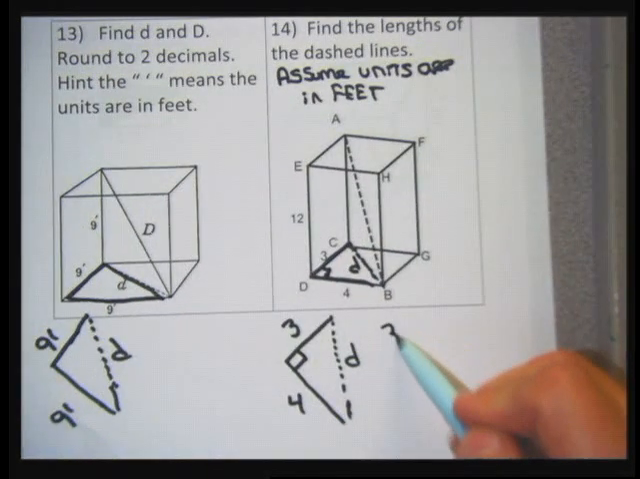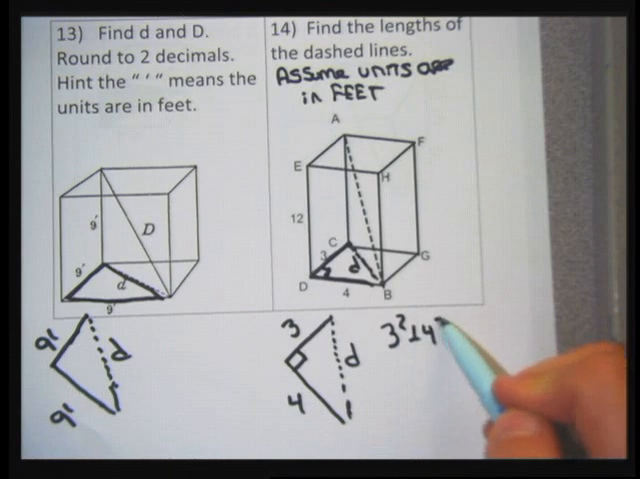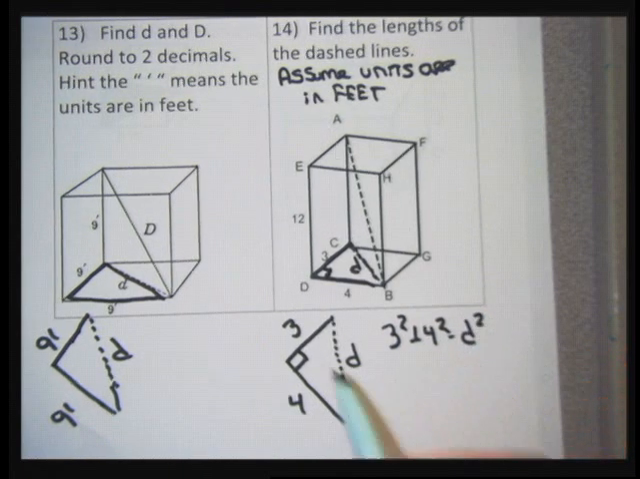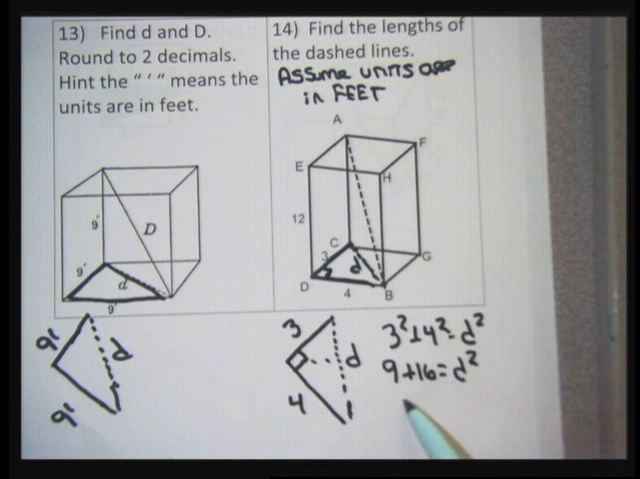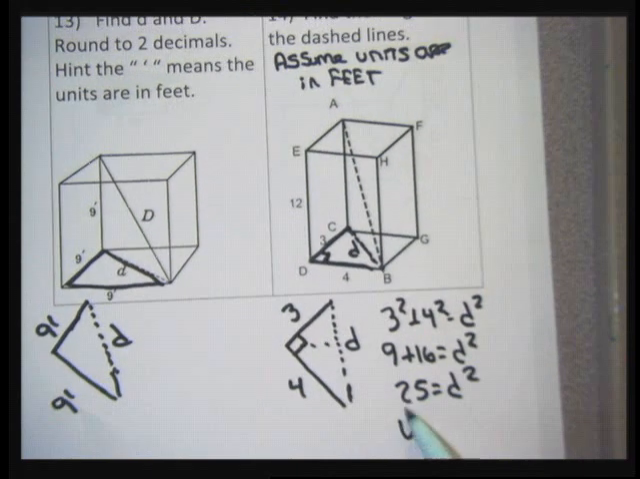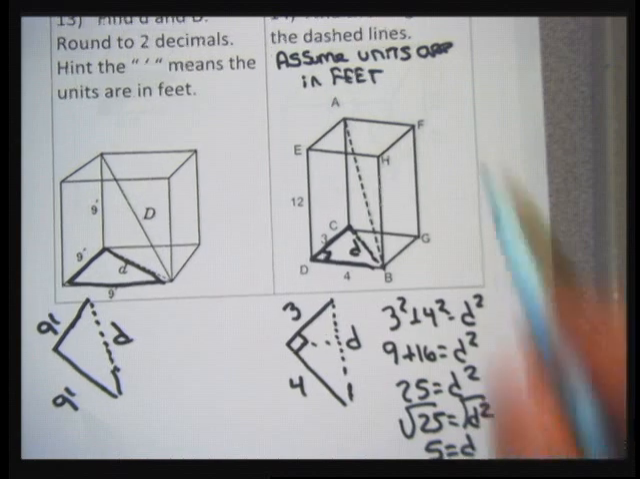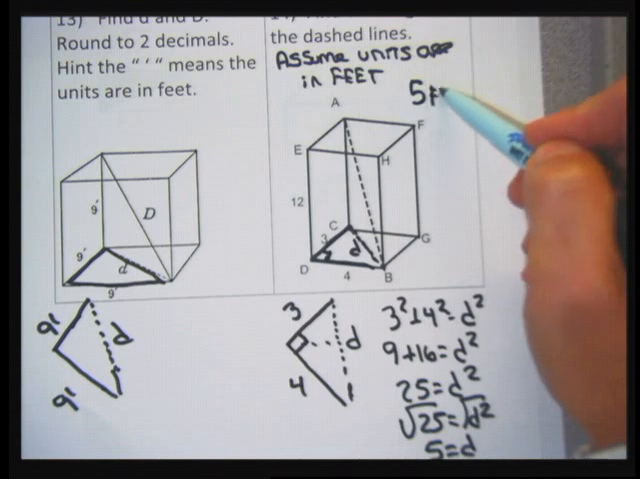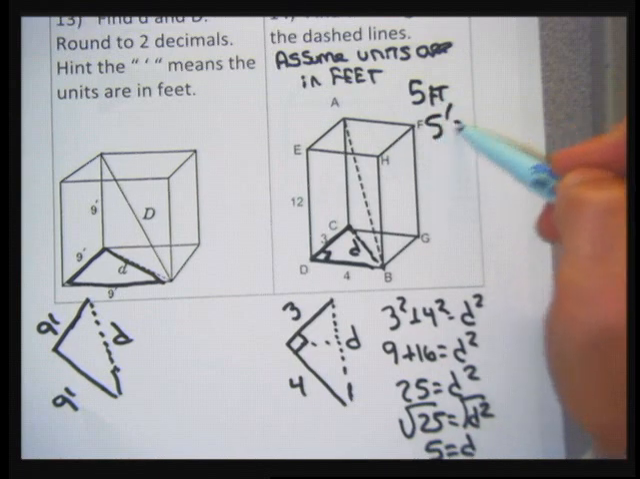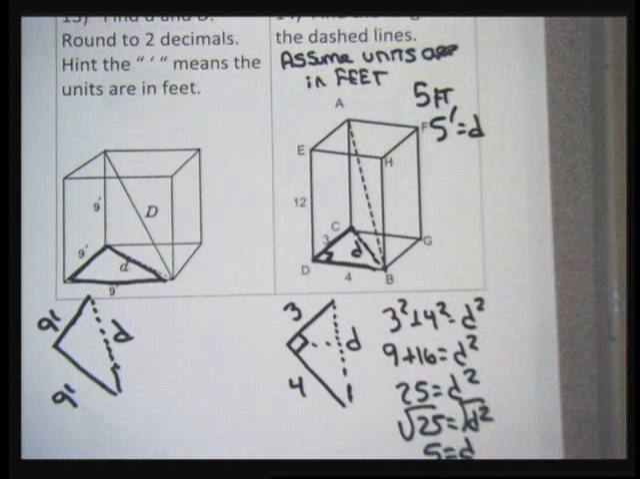Mine's going to be 3 squared plus 4 squared equals D squared, because the D is opposite the right angle. It's the C. So this is going to give me 9 plus 16 equals D squared. This is going to be 25 equals D squared. So you get the square root of 25 equals the square root of D squared. So 5 equals D. And in my answer, I'm going to say 5 feet equals little d, just so that's how your answer should look.